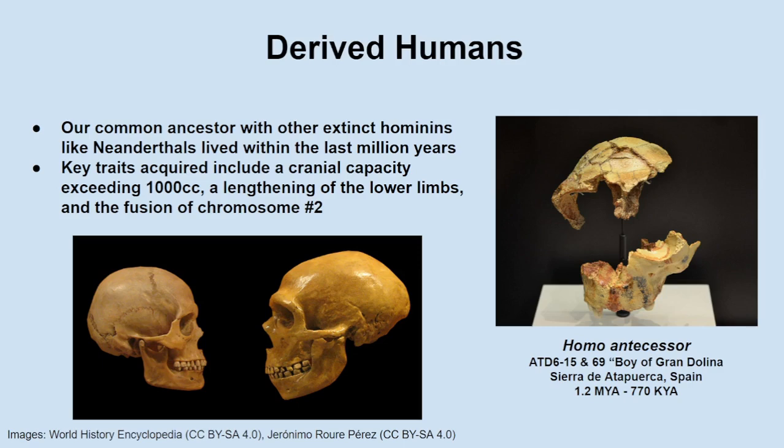One species, which paleoanthropologists have somewhat more confidence about, that predates the muddle in the middle, is Homo antecessor from Spain, 1.2 million to 770,000 years ago. Sometimes referred to as the boy of Gran Dolina, although recent work nowadays suggests that we may be looking at a girl of Gran Dolina instead.